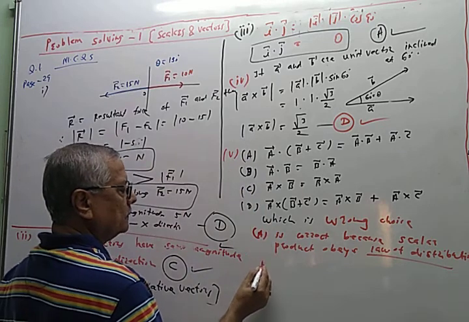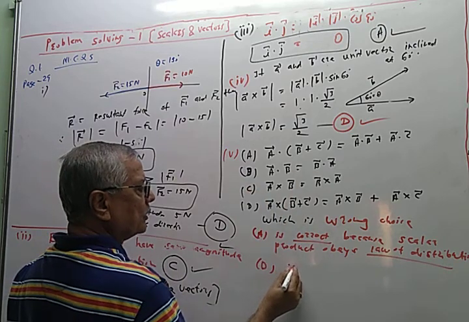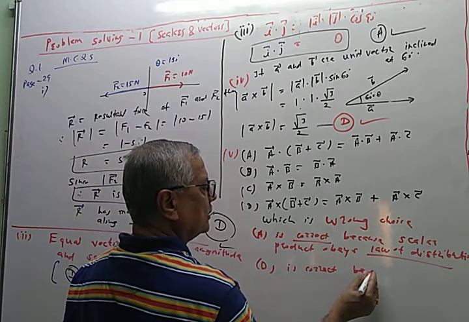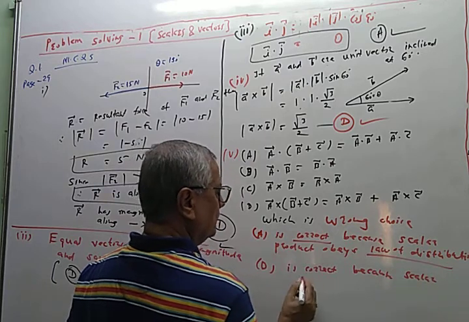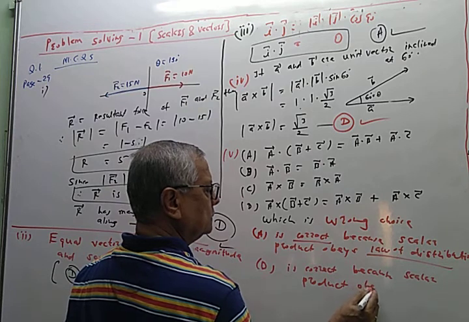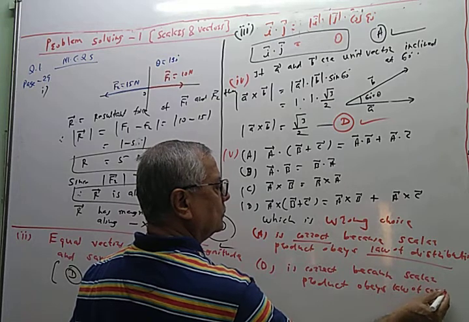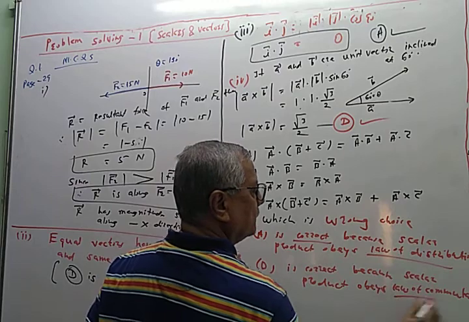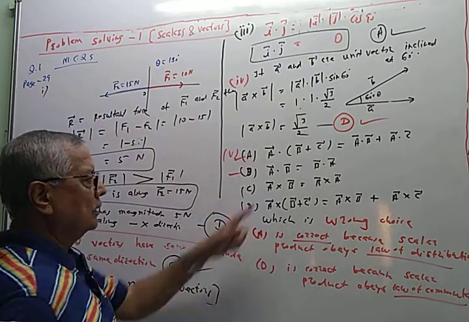Now B choice. A dot B is equal to B dot A. B is also correct. Why? Because it is the law of commutation. B is correct because the scalar product obeys the law of commutation. So A is correct, B is correct. Now C. C is wrong.